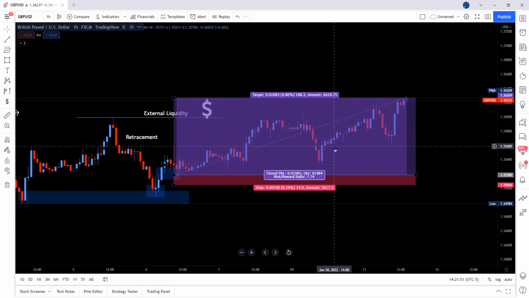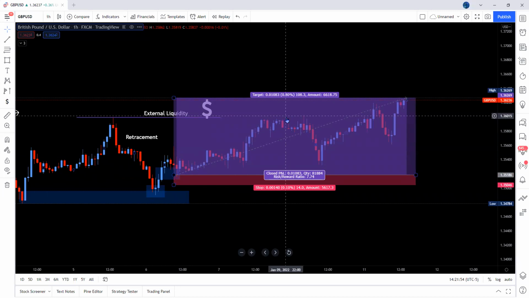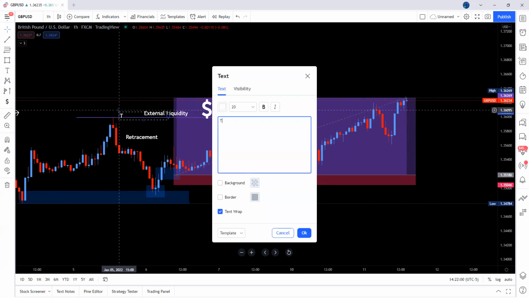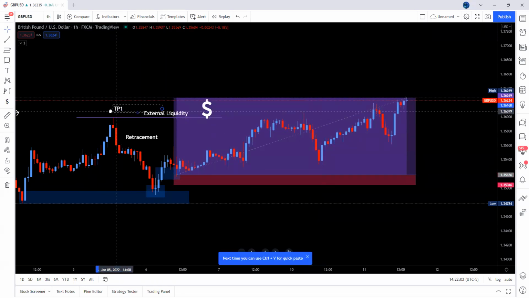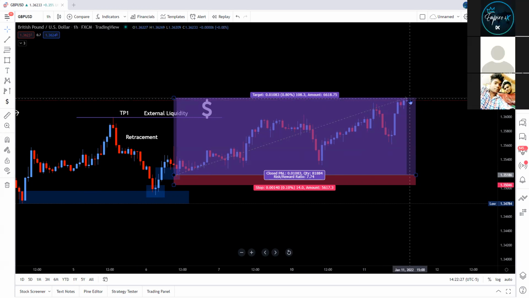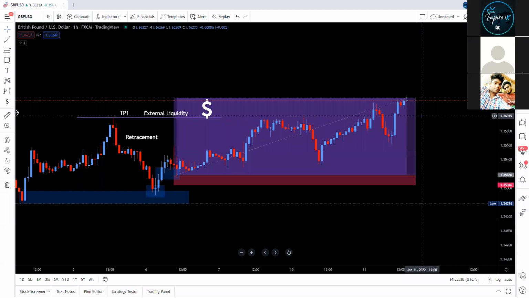then I'm holding it. What you could have done is taken 50% of your lot size as your take profit one. Your external liquidity could have been your TP1. Once it reached it, you could have closed 50% of your lots. Say you opened 1.0, you could have closed 0.5 lots right there and let the rest go. If it hits your break even, it doesn't matter, you already took half of your profit. If it continues higher and hits all the way up here like it is right now, you can let it run.